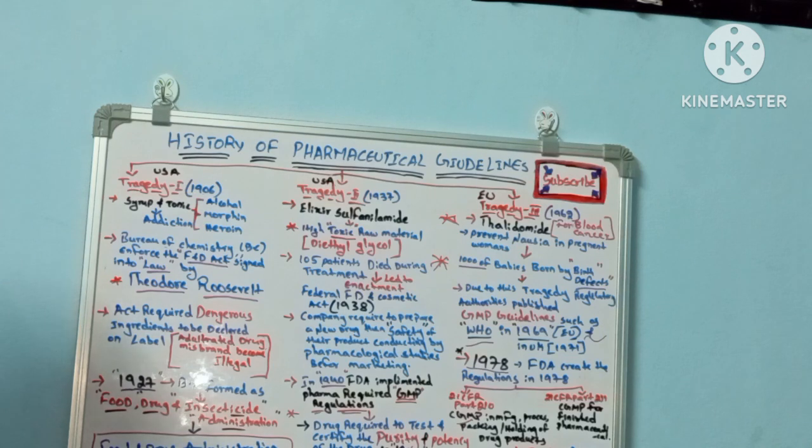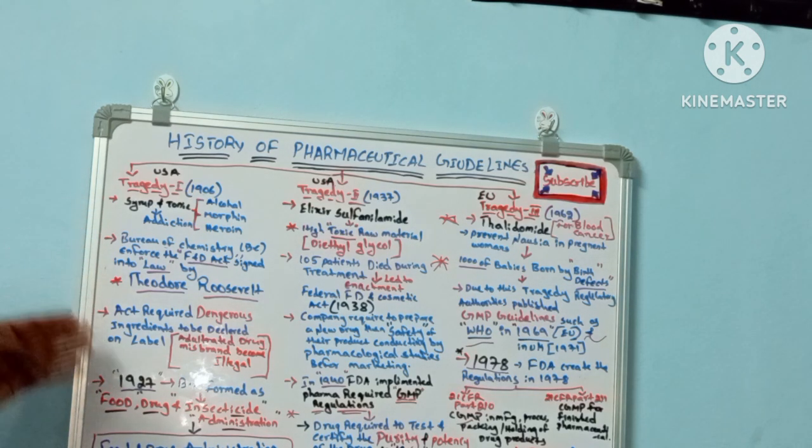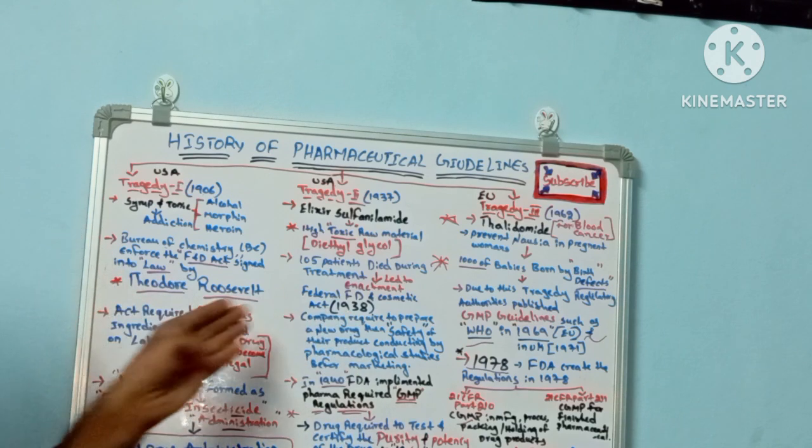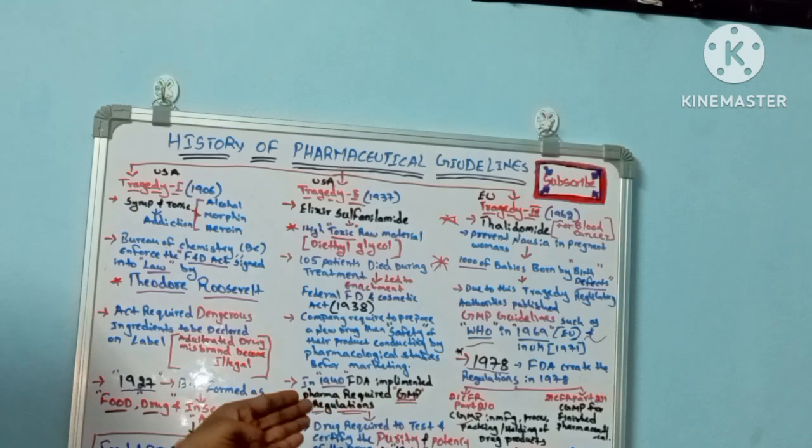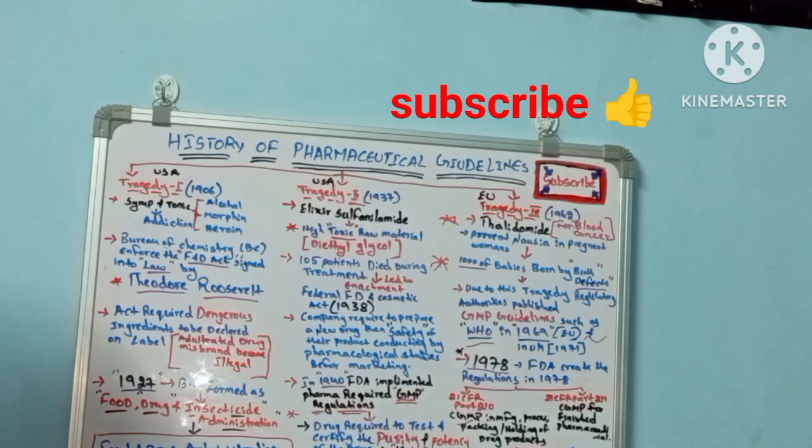It is a content video with good information in this chart. There are 3 or 4 bullet points for each tragedy, how it was formed, and the guidelines. So it is very good information.